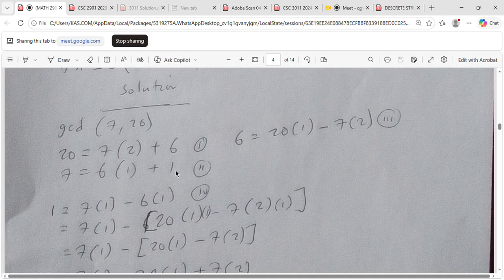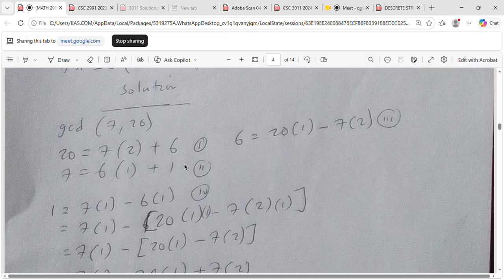Can you see the screen? Yes, I can. Okay, good. So if you see, we left this at 7 equals 6 times 1 plus 1. We've seen that? Yes. So that's why the GCD is 1 there.